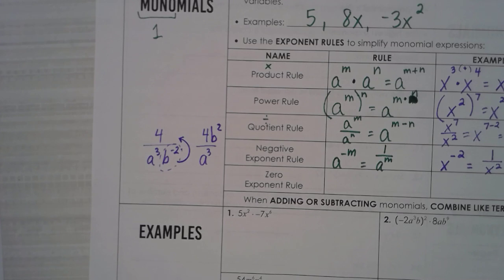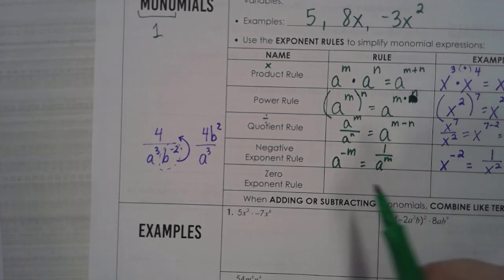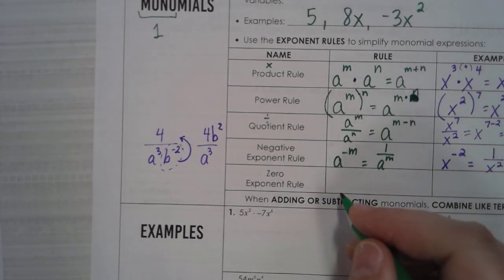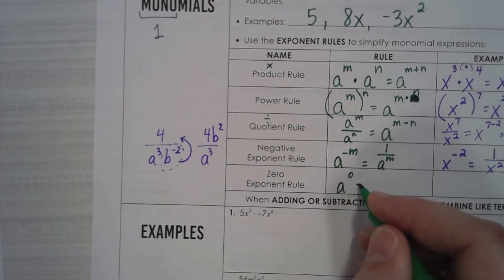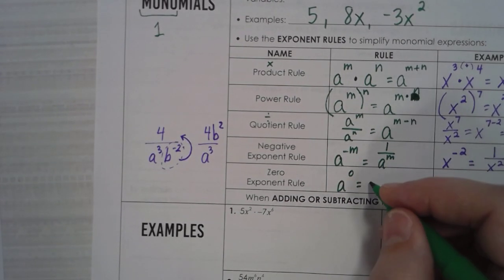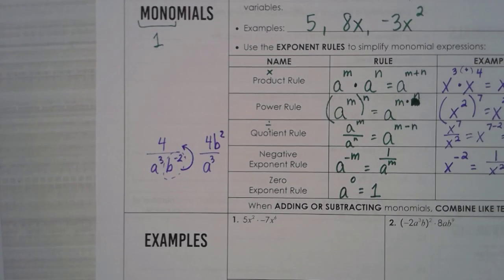Only negative exponents can't be left in our final answer. Okay, and then the last rule is the 0 exponent rule. If you have anything to the 0 power, it is always going to equal 1.